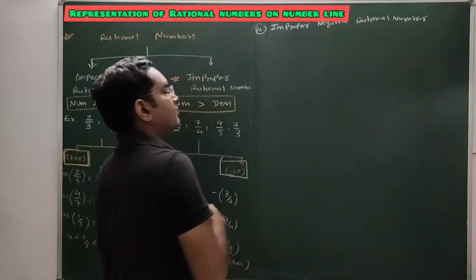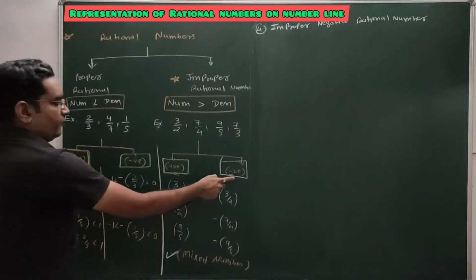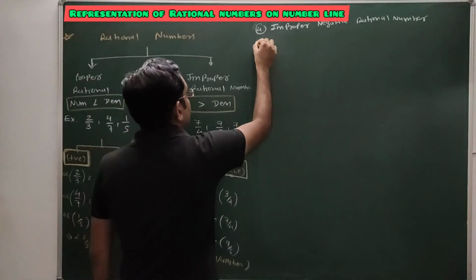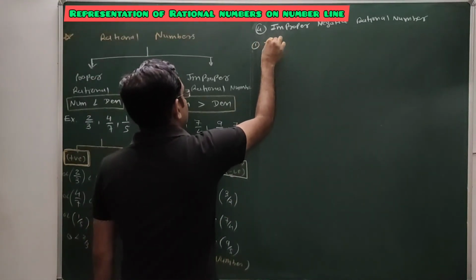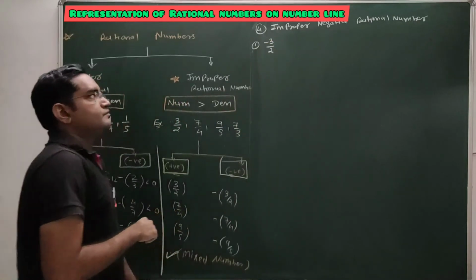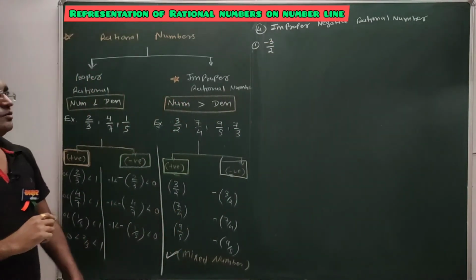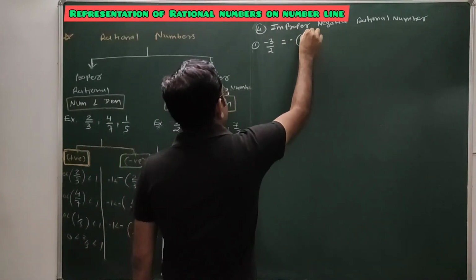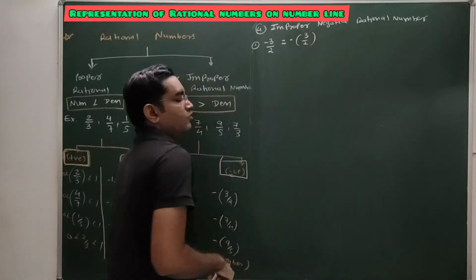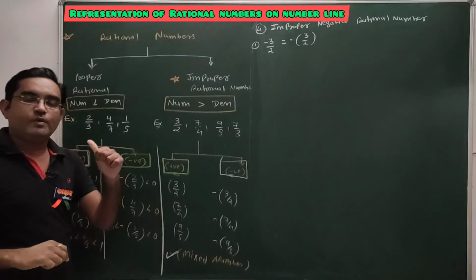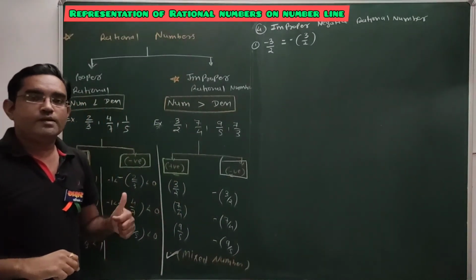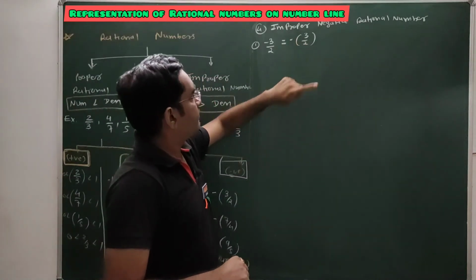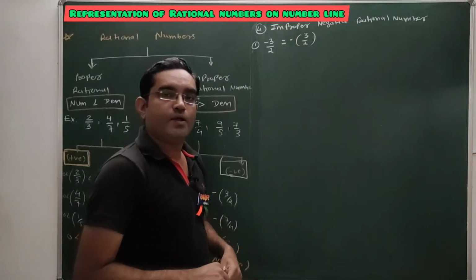Improper negative rational number on number line, that is the fourth type. So an improper negative rational number, for example, is minus 3 by 2. This is nothing but the minus of 3 by 2. The numerator is 3, the denominator is 2. The numerator is greater than the denominator, hence it's improper, and a negative sign is there, so it's an improper negative rational number.